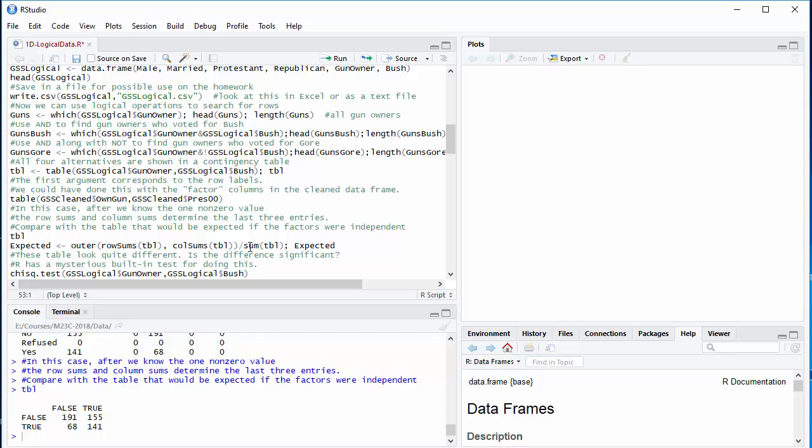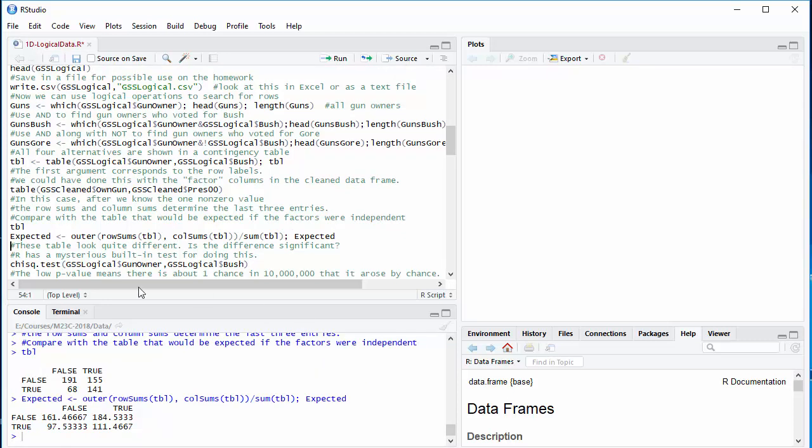Since it was multiplying first and then dividing, the net effect of this is that the sum of all the entries is going to be the same as the sum in our original table. So let's compare these. This is the actual contingency table. This is the contingency table that we would have got with the same number of gun owners, the same number of Bush voters, if whether the gun owner voted for Bush or for Gore had been settled by a chance device that worked the same for gun owners as for non-gun owners.